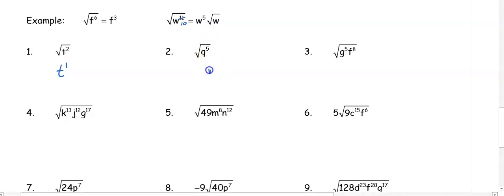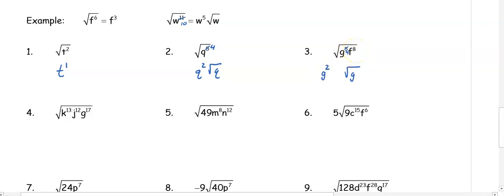This is an odd number, so we're going to have one of the q's underneath. So if I leave one q underneath the radical, I'm left with q to the 4th, and half of 4 gets us q squared. In number 3, we have 2 letters under the radical. So g is an odd number, so we're going to leave a g under the square root, change that to 4. Half of 4 gets us 2, so g to the 2nd power.